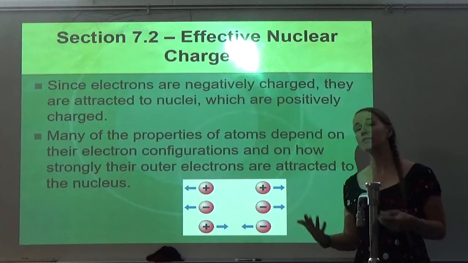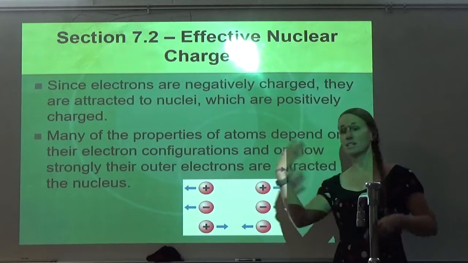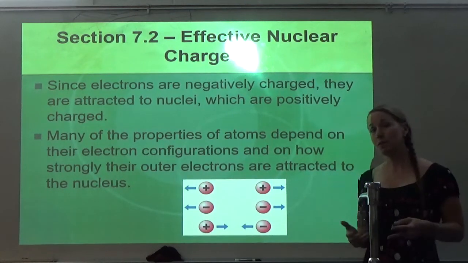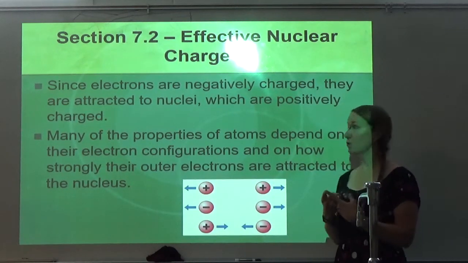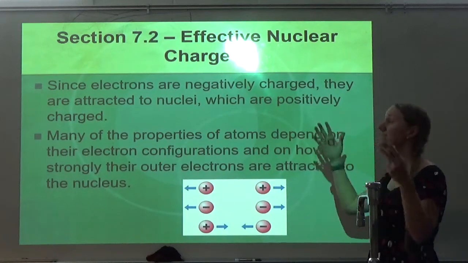But whenever we are focusing on a periodic trend, and you need to explain something, why something's larger than something else, why does this happen and not this, you need to focus on the strength of the nucleus, the nuclear charge, hence the reason we're about to talk about effective nuclear charge, and the distance from the nucleus.